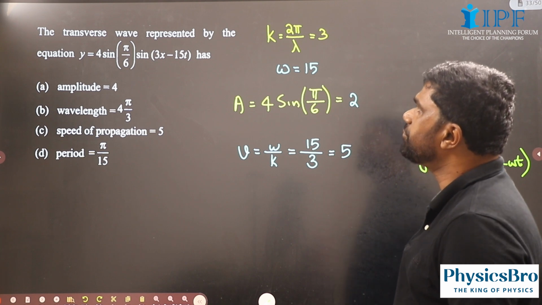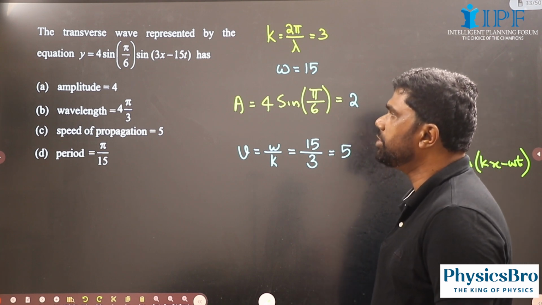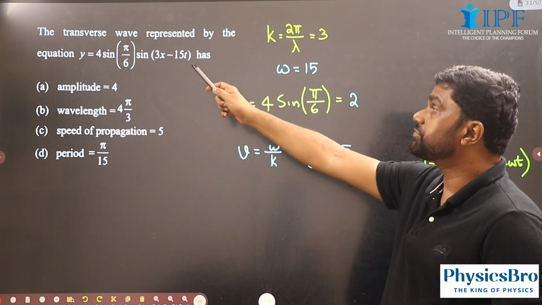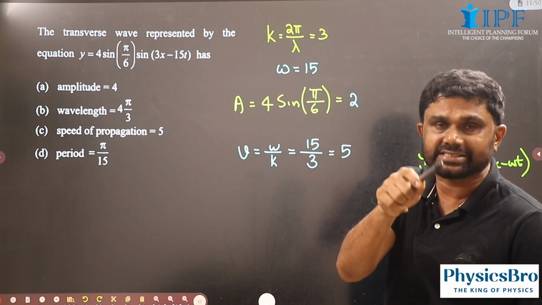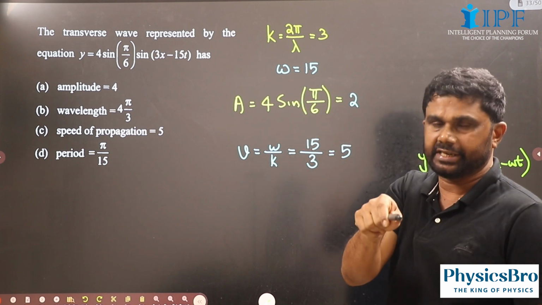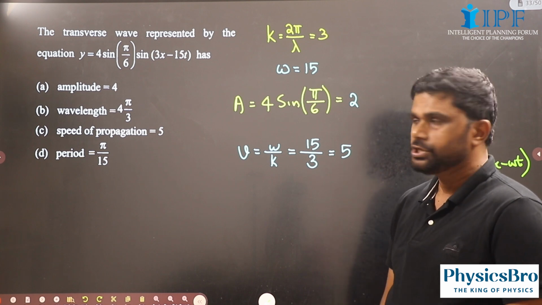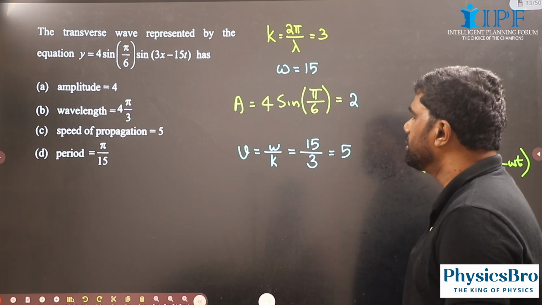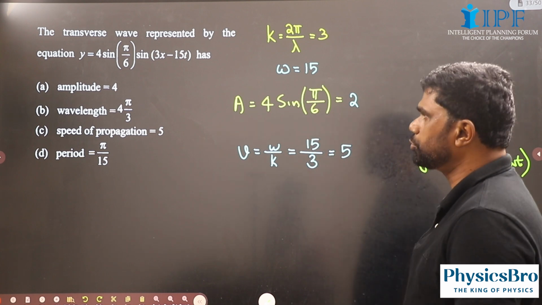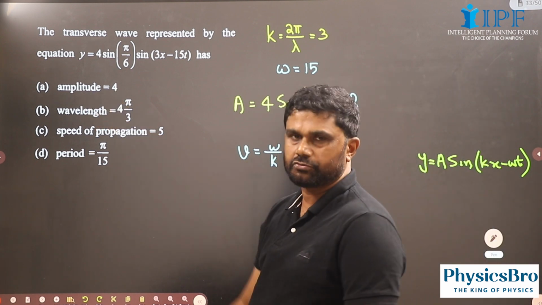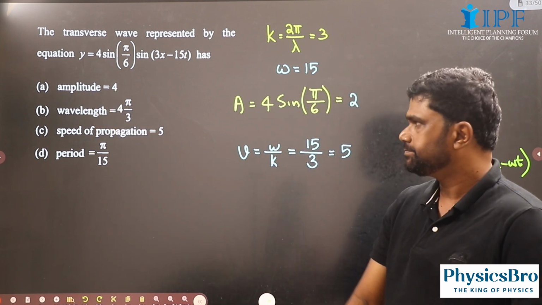The transverse wave represented by the equation y equals 4 sine pi by 6. Pi by 6 is actually 30, so 4 sine 30. Sine 30 is 1 by 2, so amplitude is actually 4 sine 30, that is equal to 2. But here it is given that amplitude is 4. That option is not correct.